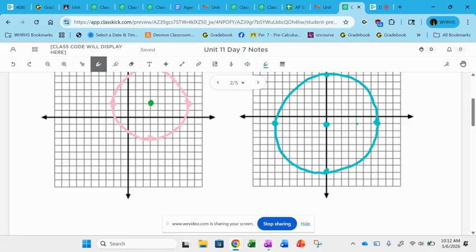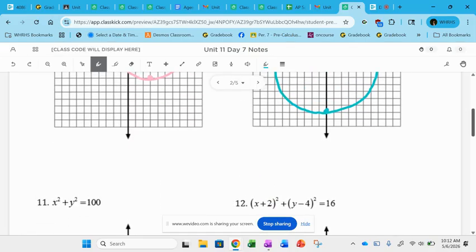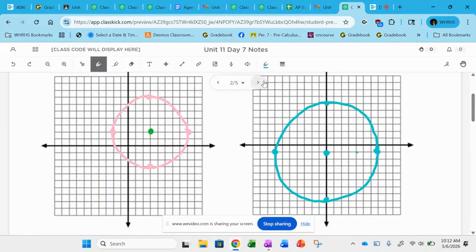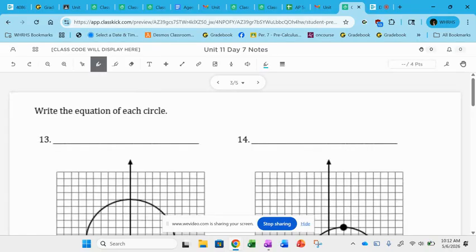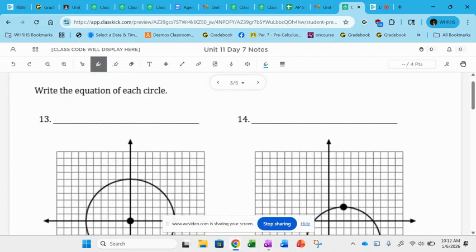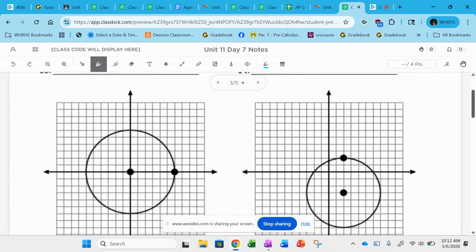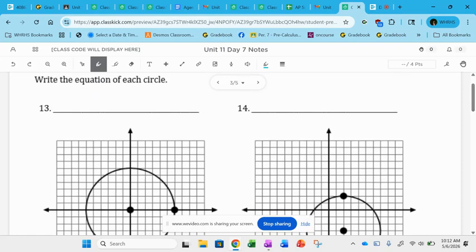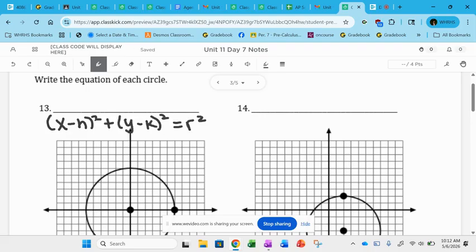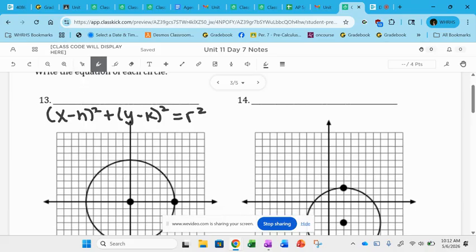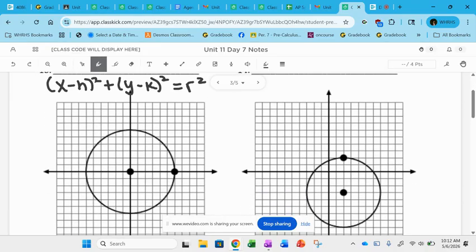All right, next page. Don't worry about the rest of these problems on this page. It's along the same lines of the same thing. So let's go to the next page. So now what I'm doing is I'm giving you a circle, and I want you to write the equation based on the circle. Well, in order for us to write an equation, we need to make it look like x minus h quantity squared plus y minus k quantity squared equals the radius squared. So the two things I need will be a center and a radius.